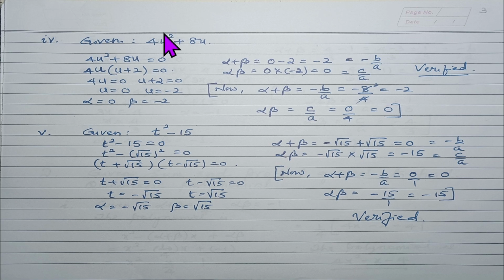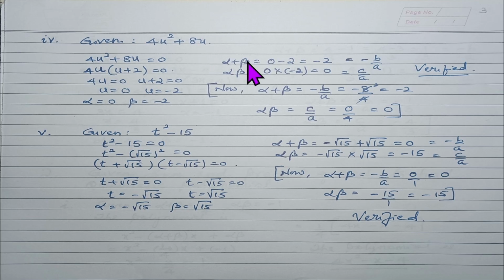Now the next example is 4u square plus 8u. Now 4u square plus 8u has to be equated to 0, to find out the zeros of this given polynomial. Now 4u square plus 8u is equal to 0. Taking 4u common, 4u in the bracket u plus 2 is equal to 0. So 4u can be 0, or u plus 2 is equal to 0, u is equal to 0, u is equal to minus 2. Therefore one zero alpha is equal to 0, the other zero beta is equal to minus 2.